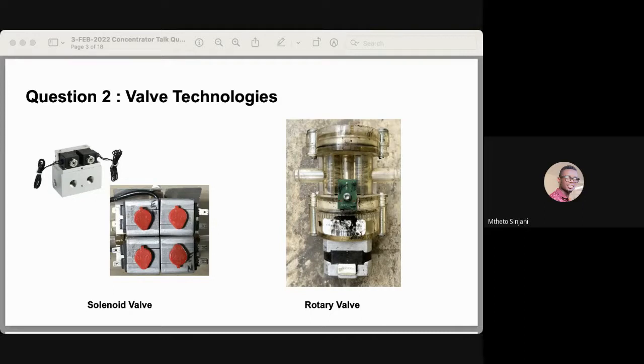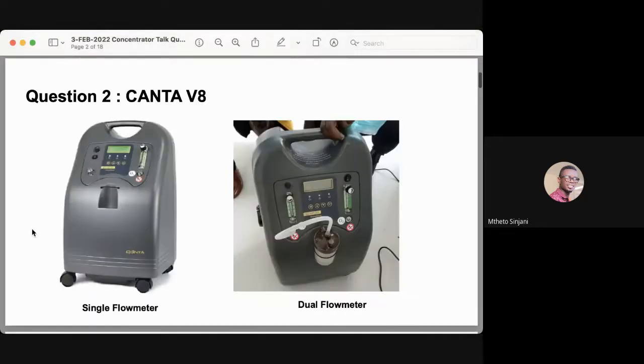So first thing to note is that a CANTA V8 concentrator comes in 2 configurations. There's a dual flow meter, 8 liters per minute each, or 8 liter per minute single flow meter. So we are hoping that yours is not the dual flow meter model, and when testing, the total flow rate of the 2 flow meters did not exceed 8 liters per minute because this results in too low purity despite having all the necessary parts.